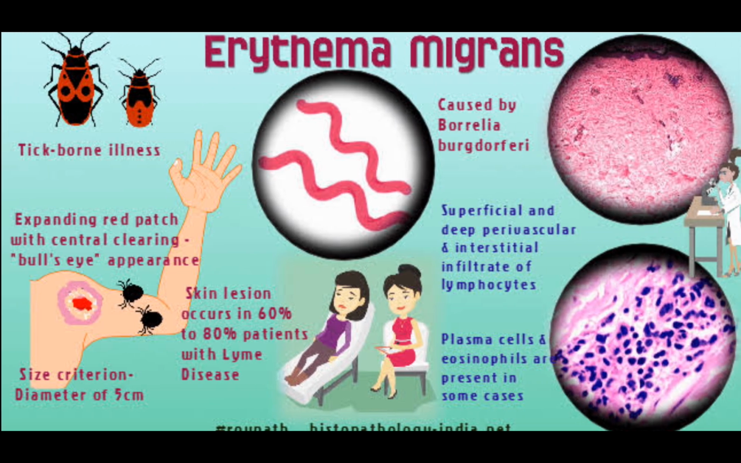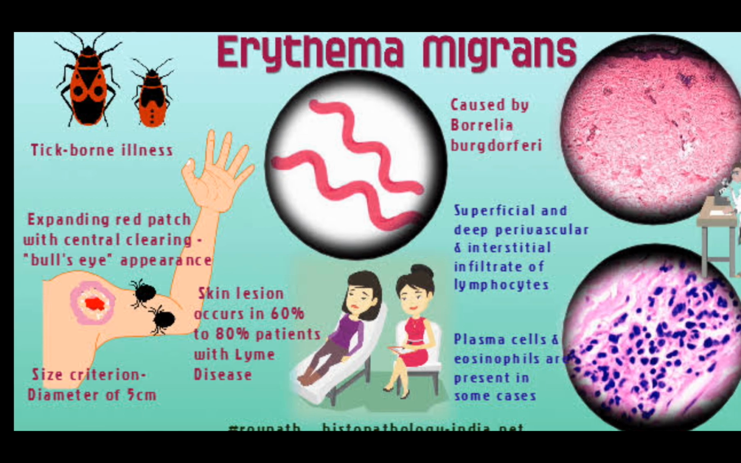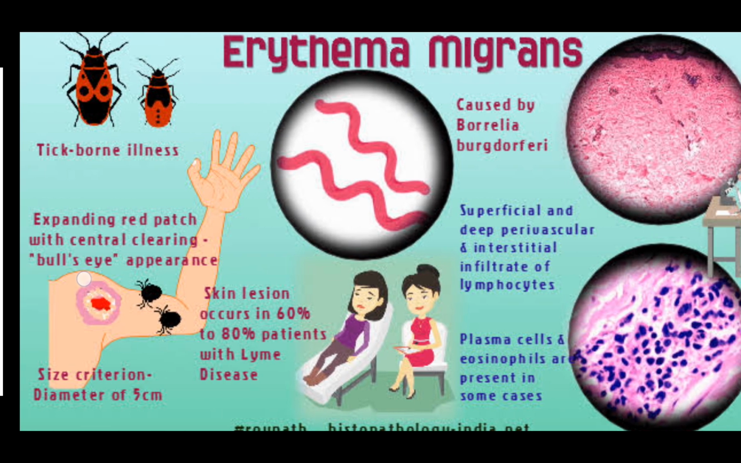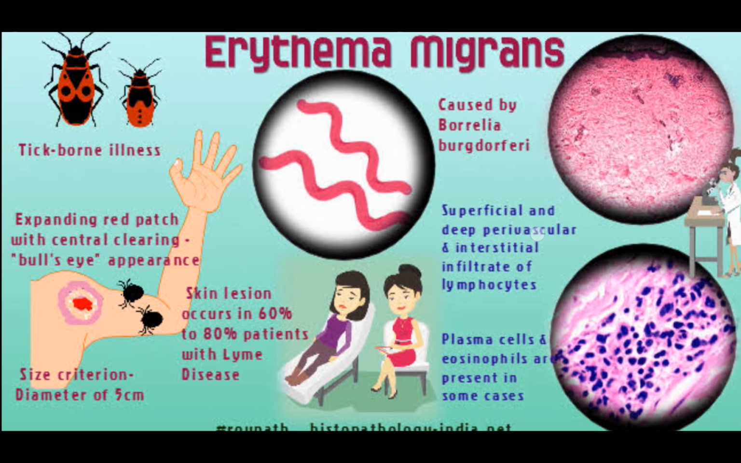Then this is the image showing erythema migrans. Erythema migrans is caused by Borrelia burgdorferi and it is also known as Lyme's disease. It will present with a bullseye appearance, like a target appearance, and there will be a deep perivascular interstitial infiltrate of lymphocytes. Plasma cells and eosinophils are present in some cases. So the things we need to remember: Borrelia burgdorferi, Lyme's disease, bullseye appearance, perivascular interstitial infiltrate, erythema migrans.